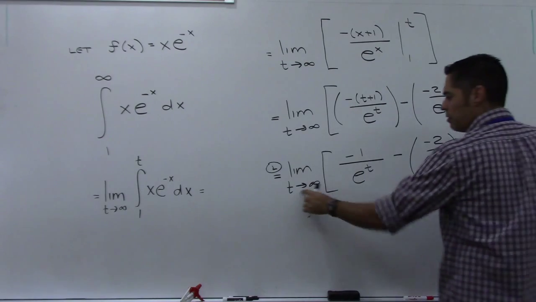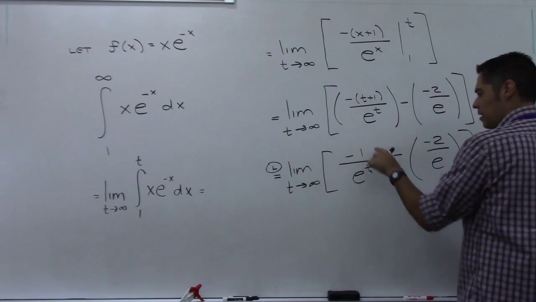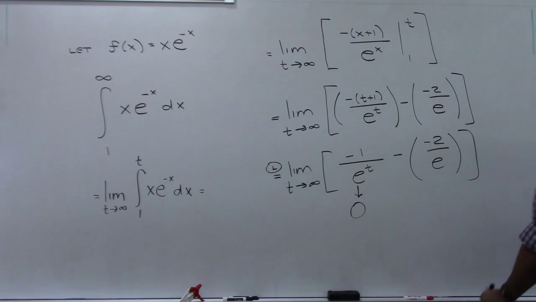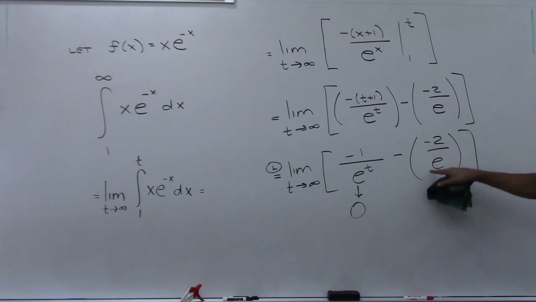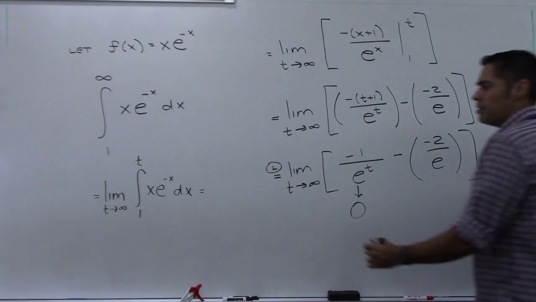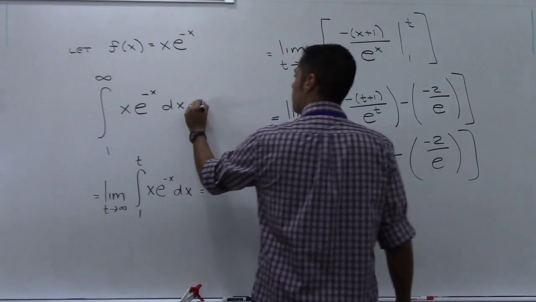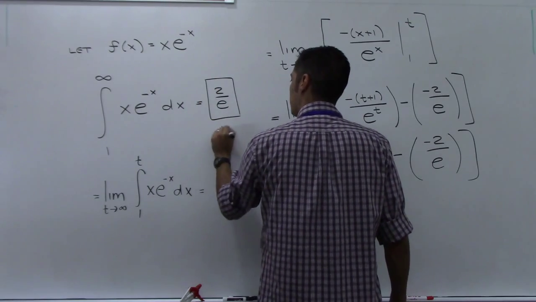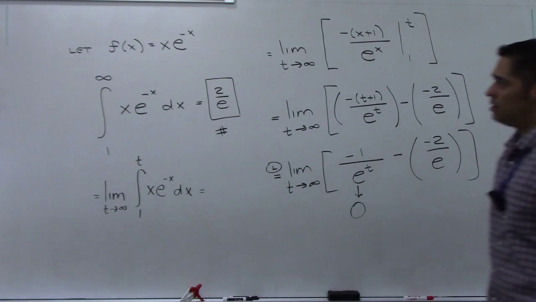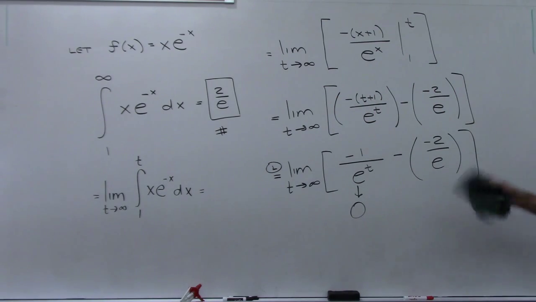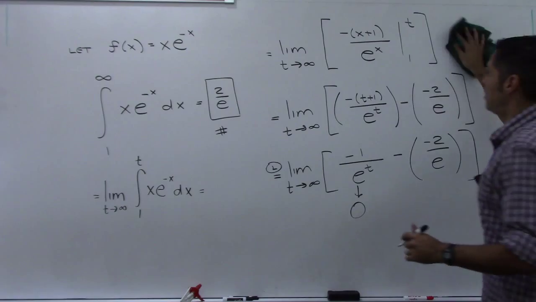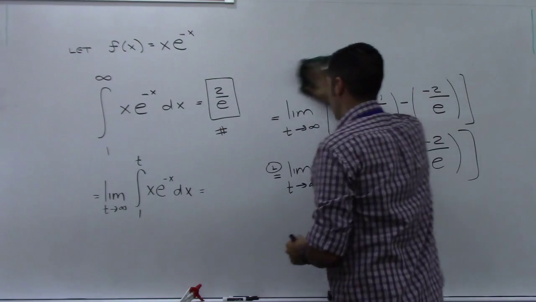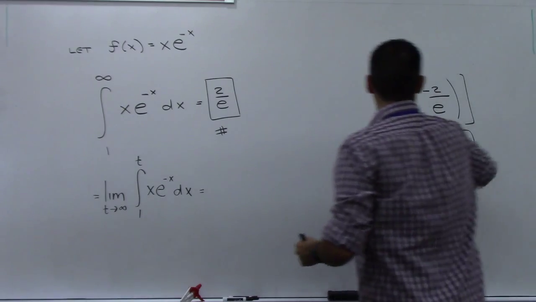And now as t goes to infinity, this goes to a fixed number over infinity, that goes to 0. And so my answer is going to be this together is plus 2 over e. So this integral goes to 2 over e, which is a number. It converges. And since this converges, my series converges. Now, I'm not saying that my series goes to this. I'm just saying that my series converges.